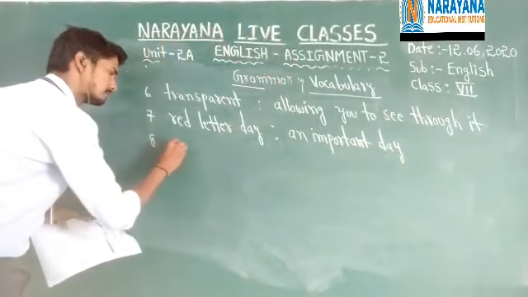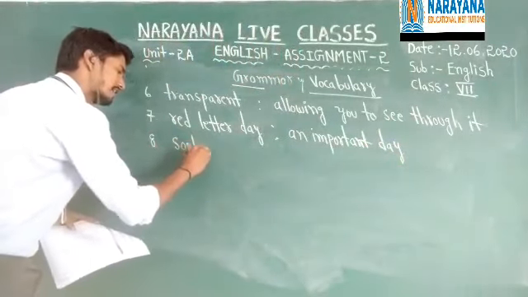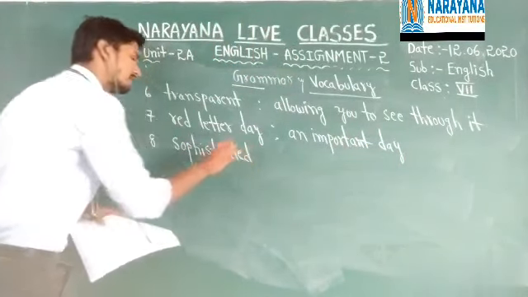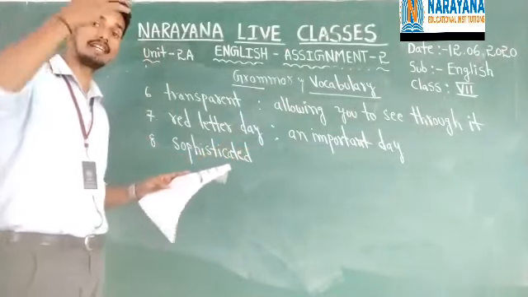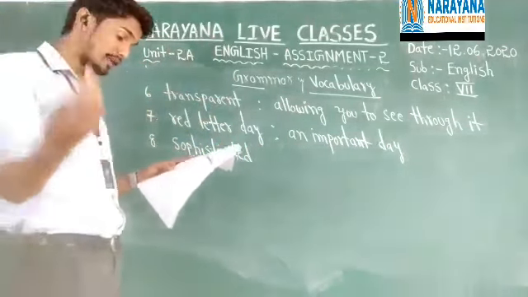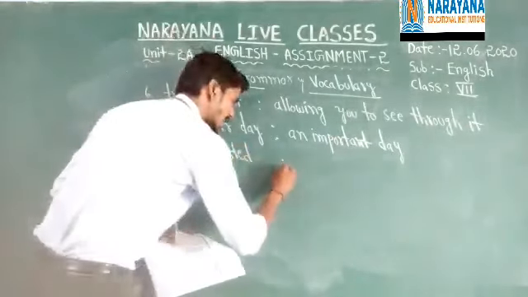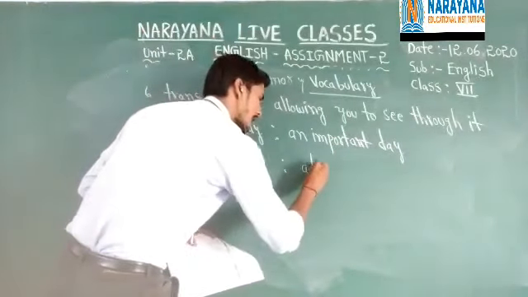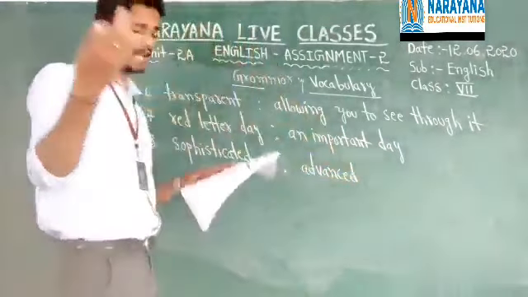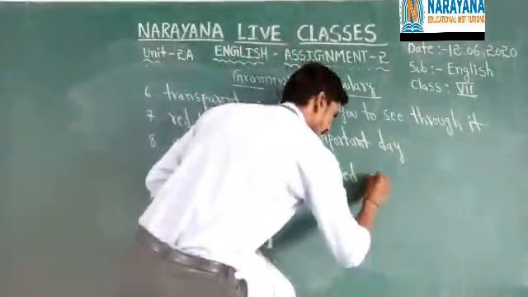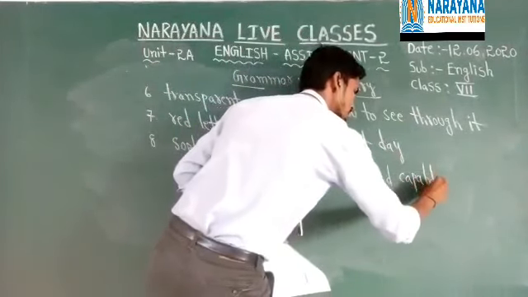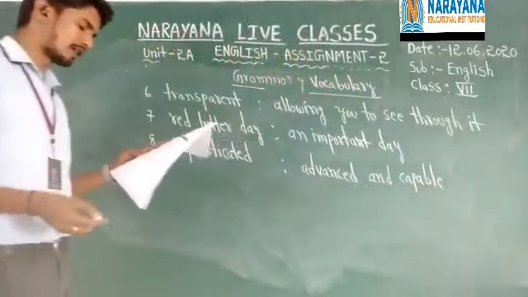Next one, sophisticated. The next word they have taken is sophisticated. Here we are talking about the C.V. Raman facilities in those days, where there was no sophisticated equipment. So what do you mean by sophisticated? That means advanced, and you can go with the capability also. Okay, advanced and capable.